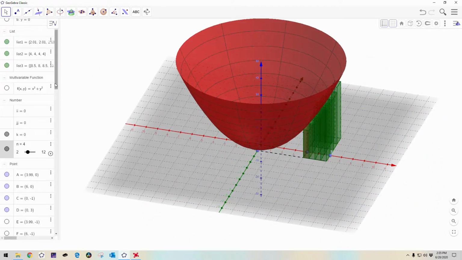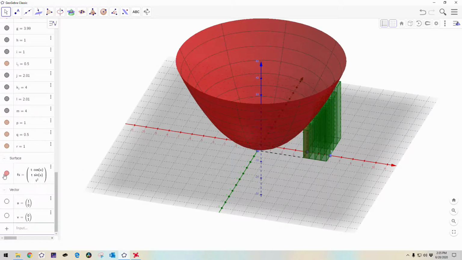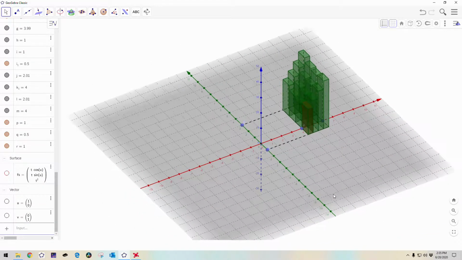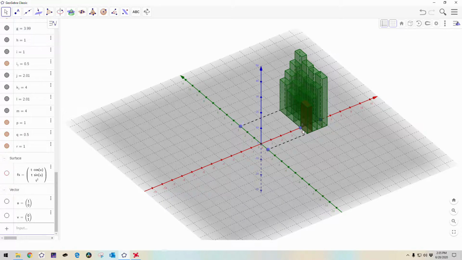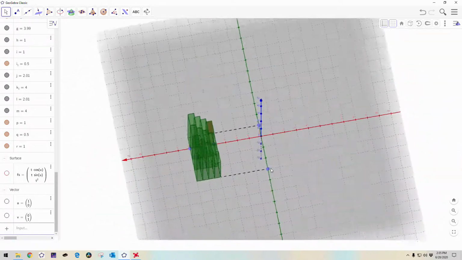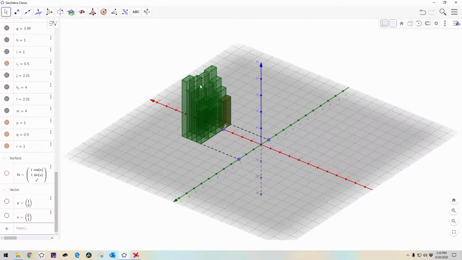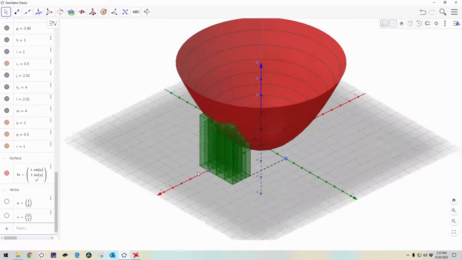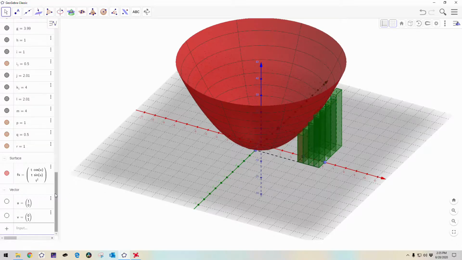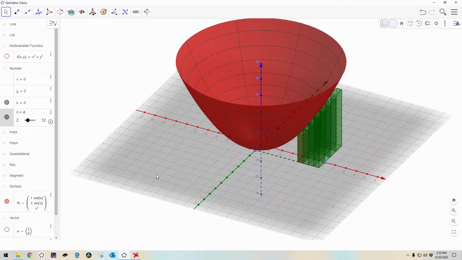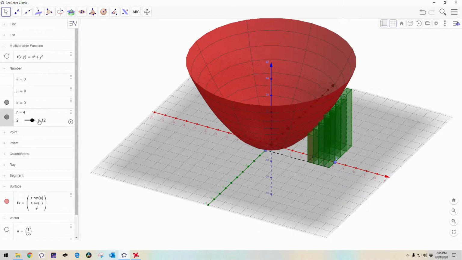And if I turn the curve off, you can see that they're not all the same level, right? You can tell that they are all trying to follow the curvature of the paraboloid here. So to sum this up some more, just look at what happens the more rectangles we put into this thing, right? Let's increase this as much as we possibly can.